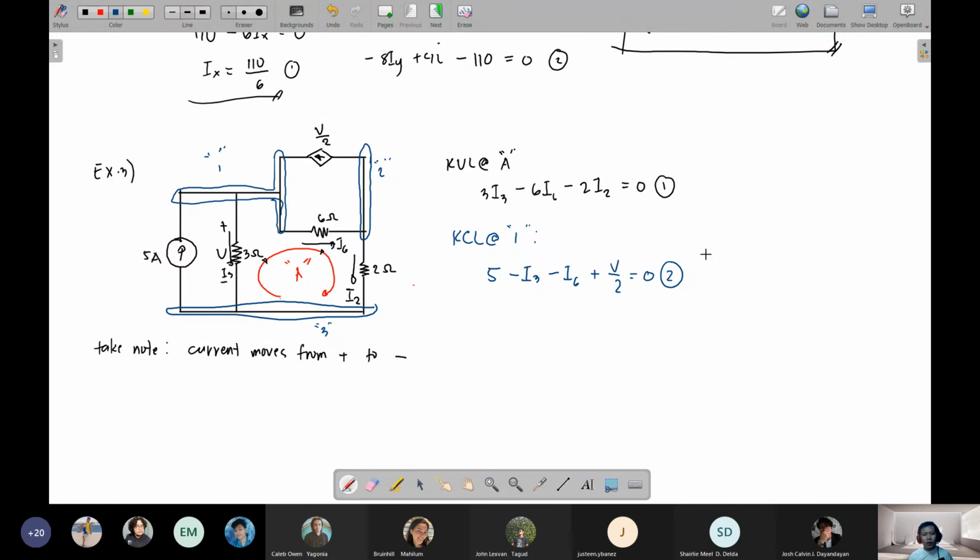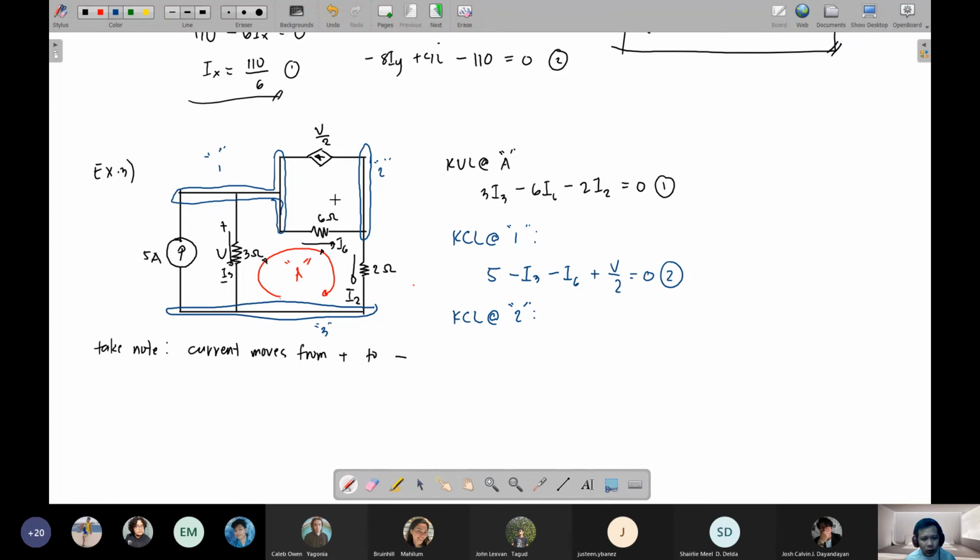Then we need one more. I will apply KCL at node 2. Can it be node 3? Yes, you can. Again, you can apply KCL at any node here because there are no voltage sources. Everything is a current source. So, apply KCL at node 2.